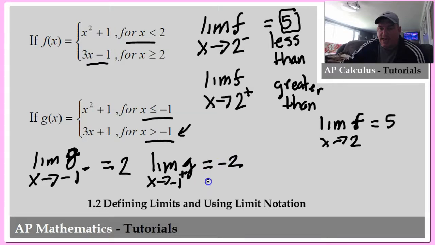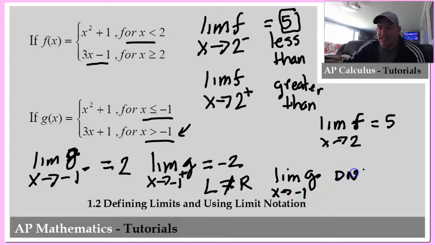So since my left-hand limit does not equal my right-hand limit, when we have the general limit statement, the limit of g as x approaches -1 in general, then this would not exist, because my left-hand limit is different than my right-hand limit.